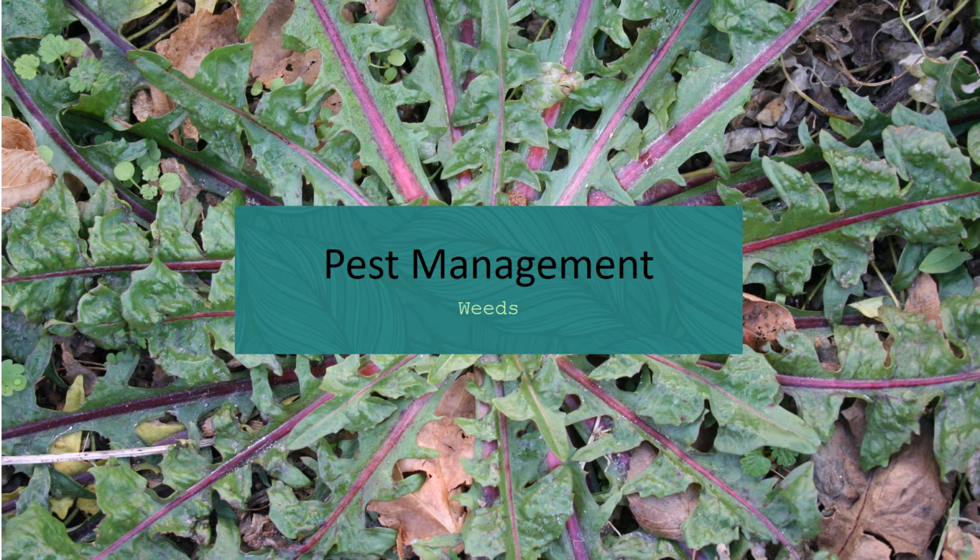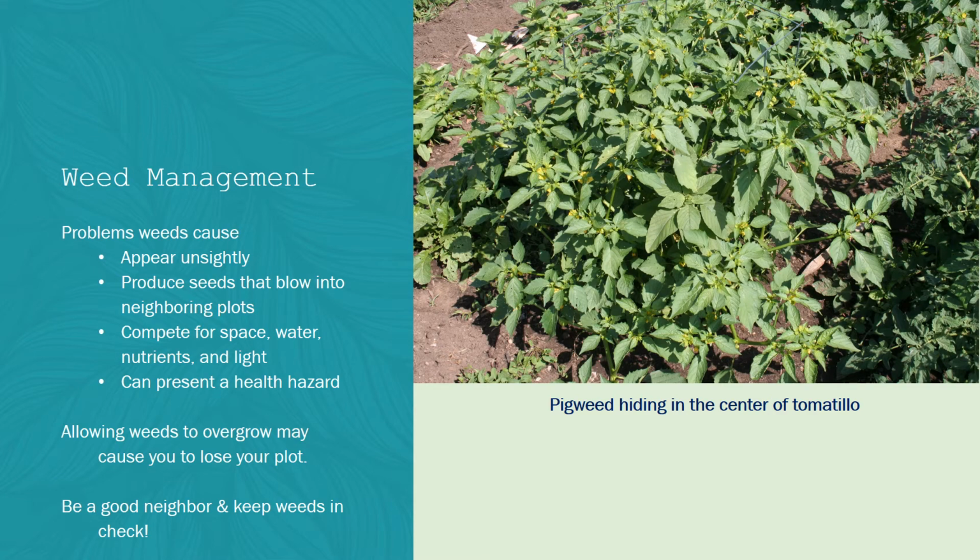We'll focus on weeds first. A weed is a plant growing where it is not wanted. Weeds in community gardens can create an undesirable appearance when left to grow. Hundreds of thousands of seeds can develop from weeds and blow into neighboring plots.